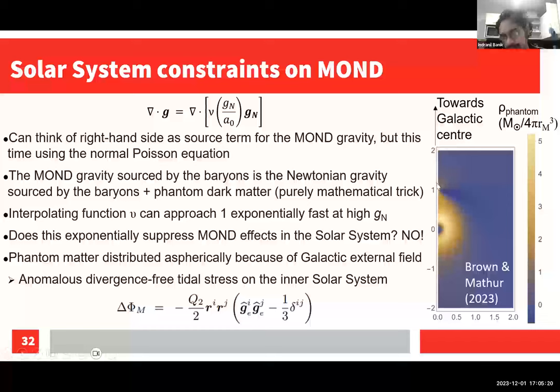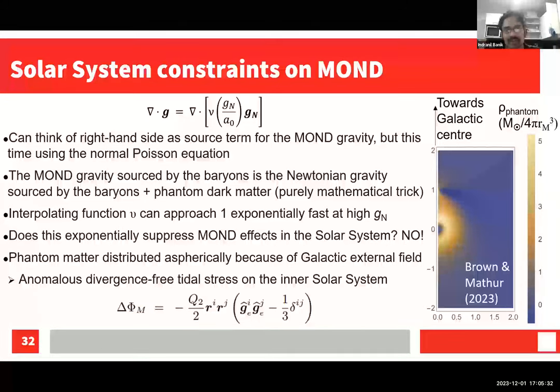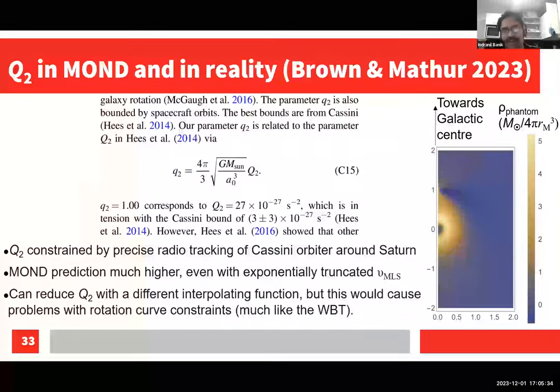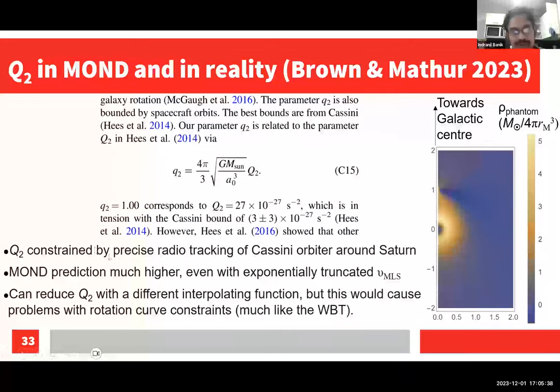So basically, it's like if you had a planet up here, it would pull the solar system apart along the Z-axis, and it would squash it in the orthogonal directions. So it's like that. But what's the magnitude of Q2? And the answer is that it depends when you're talking about MOND or reality. Because in the real world, Q2 is constrained by precise radio tracking of the Cassini orbit around Saturn to 3 plus or minus 3 times 10 to the minus 27 per second squared.